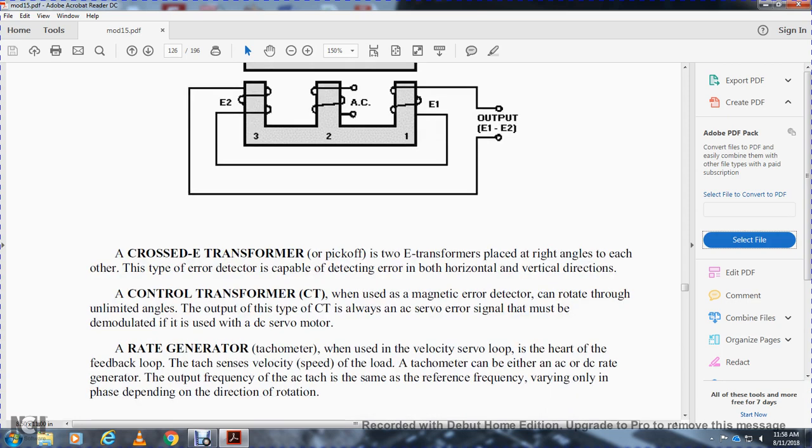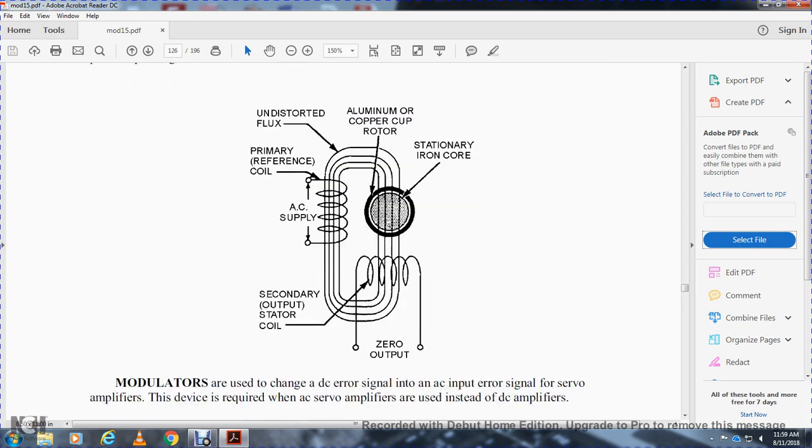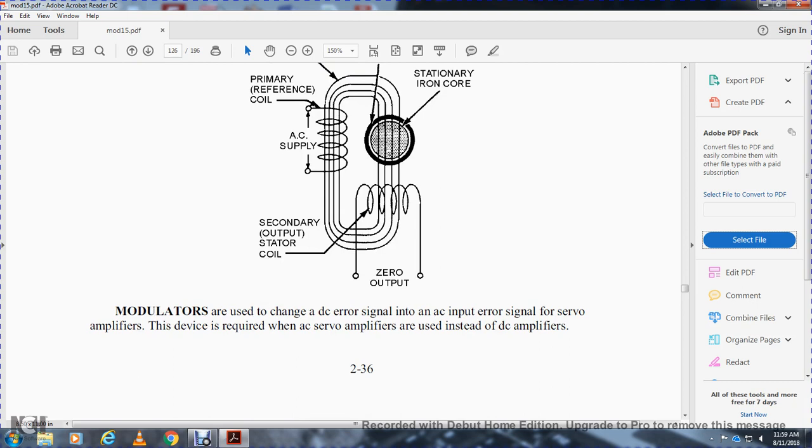The feedback sensing velocity or speed with the tachometer can be either an AC or DC rate generator output frequency. The AC tach has the same frequency as the reference frequency, varying only in phase depending on the direction of rotation, so that it shows an undistorted line. The primary is the reference coil with the AC supply, the secondary output stationary is the error coil with zero input, with an aluminum or copper cup rotor and stationary iron core. Modulators can change the DC error signal into the AC input error signal for the servo amplifier.